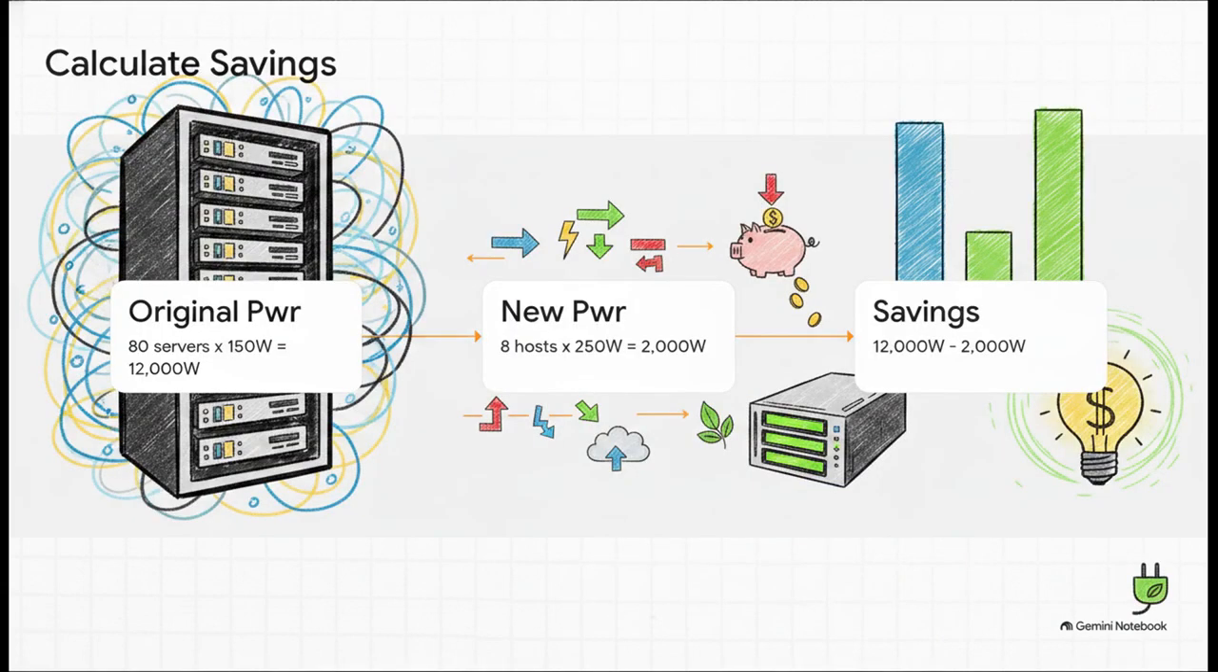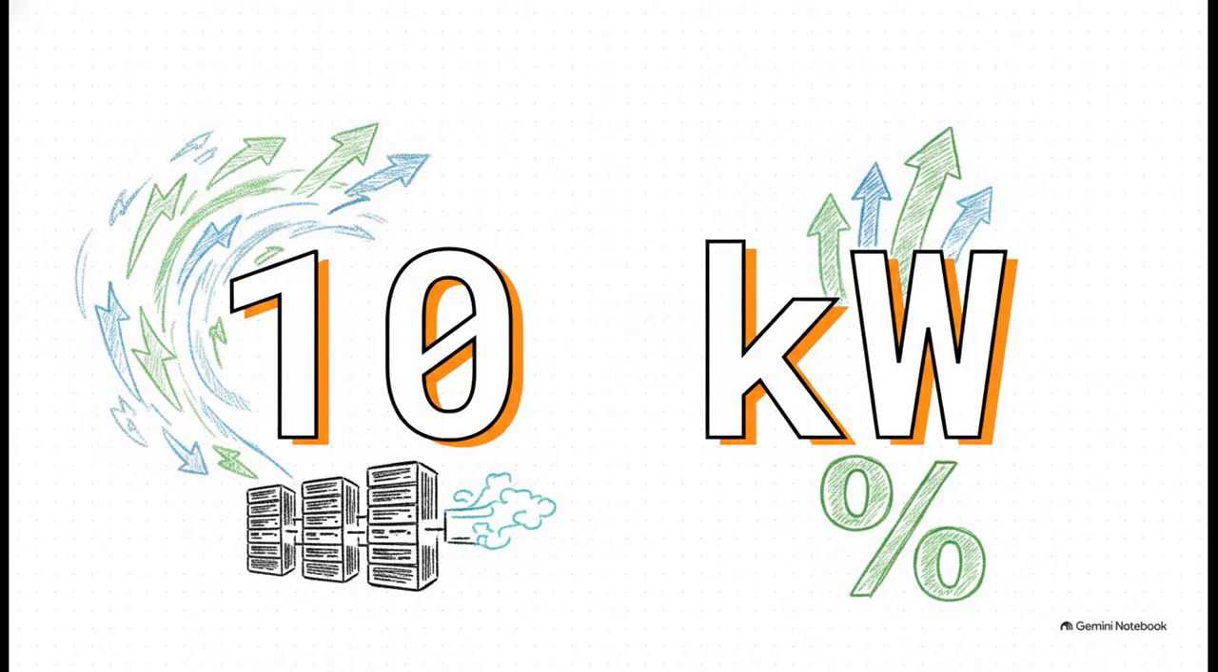Got it? Let's break it down step by step. Step 1. Find your original power. 80 servers times 150 watts gives us 12,000 watts. Step 2. Find your new power. 8 new hosts times 250 watts equals 2,000 watts. Step 3. You simply subtract your new power from your old power. And boom, the answer is a massive 10,000 watts, or 10 kilowatts saved. That is an 83.3% direct electrical reduction. And honestly, that's before we even start talking about the cooling energy you just saved.